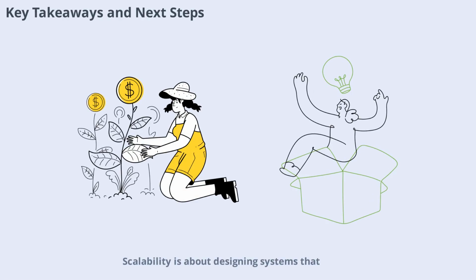Scalability is about designing systems that grow with demand without falling apart. Vertical scaling is simple but limited, while horizontal scaling is complex but nearly limitless. Different components require different scaling strategies. App servers are easy to scale horizontally. Databases are much harder. Always identify the bottleneck before deciding how to scale. Common patterns like load balancing, caching, and async processing appear in almost every scalable system. But remember, a scalable system isn't useful if it's not reliable.